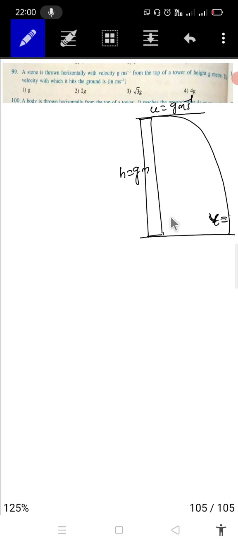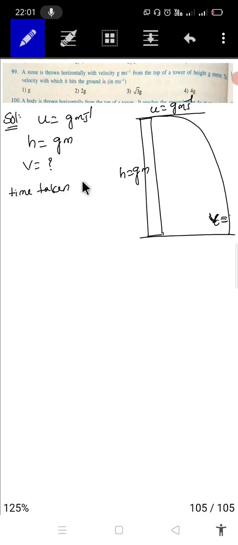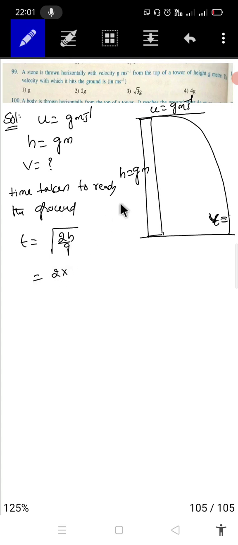So this is nothing but a free fall body only. Given u is equal to g meter second power minus 1, height also g meters, and we need to calculate the final velocity at ground. Before that, the time taken to reach the ground. So t is equal to root over 2h by g. Now 2 into h is equal to 2g meters by g. So g gets cancelled, time t is equal to root 2 seconds.